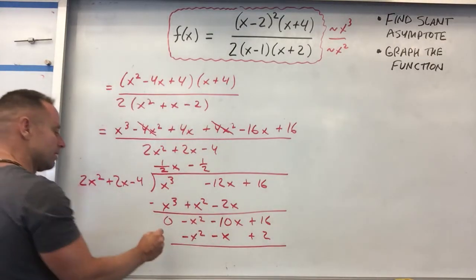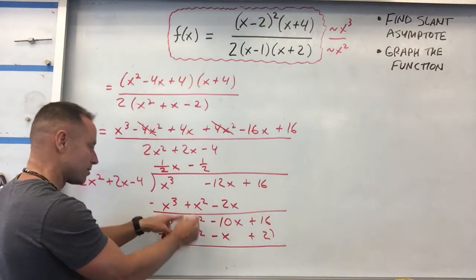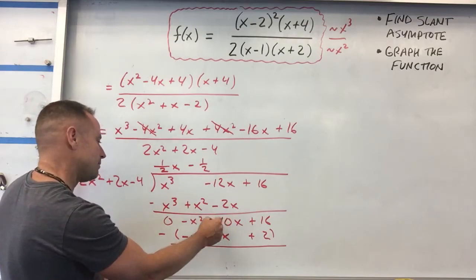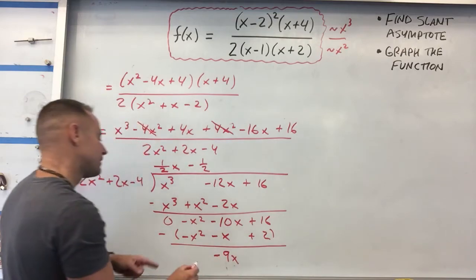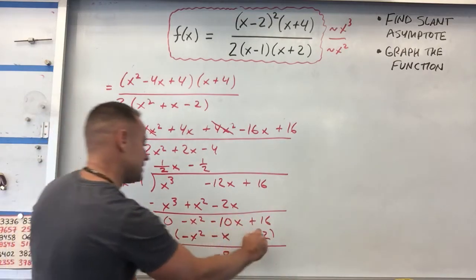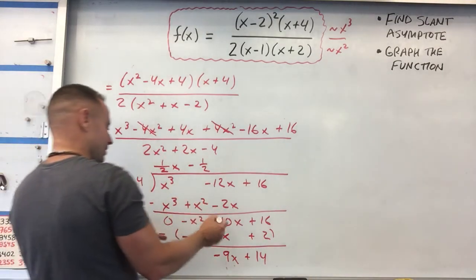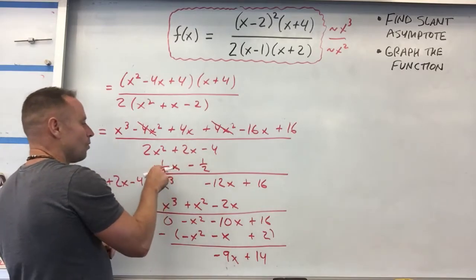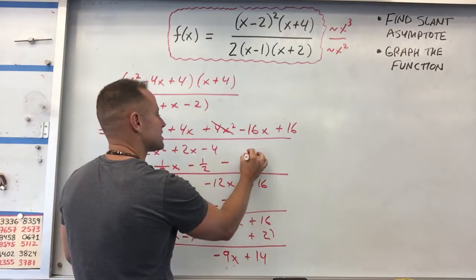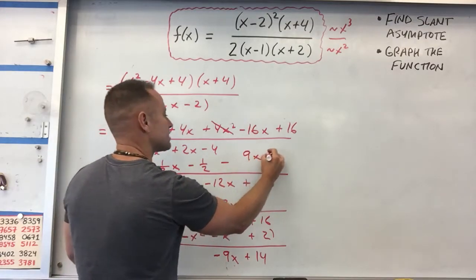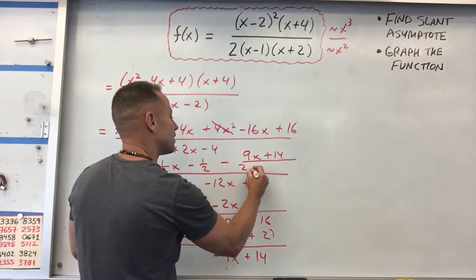So we need to subtract all this stuff, and that term goes away, as it should. This will be minus 10x plus x, so this is going to be minus 9x. And this is going to be 16 minus 2, so that's going to be 14. So finally, in all its glory, this quotient is 1/2 x minus 1/2, and then we have minus the remainder, 9x plus 14 over 2x squared plus 2x minus 4.